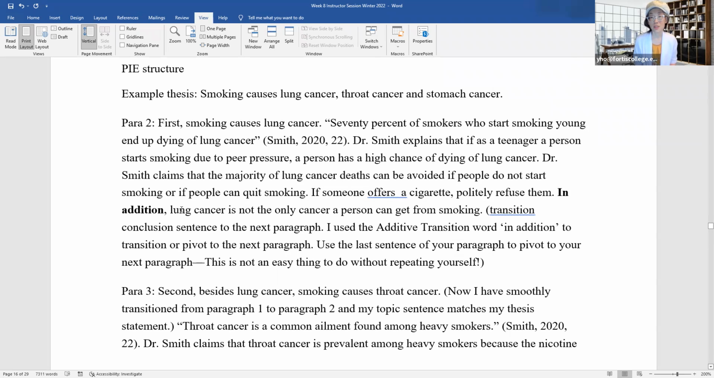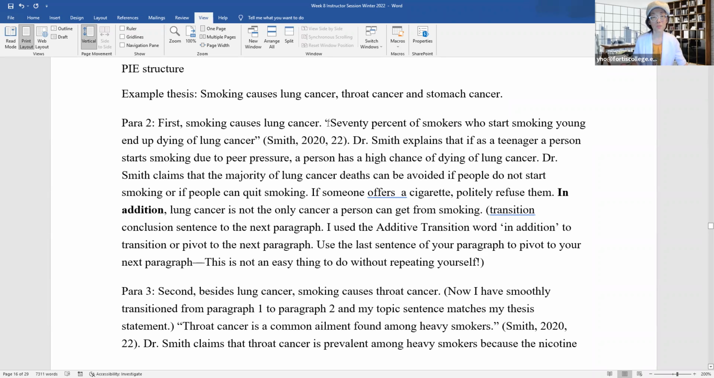First, smoking causes lung cancer. So the thesis statement is: smoking causes lung cancer, throat cancer, and stomach cancer. So that's going to be your thesis. The topic sentence is the main point. It's the first sentence taken from your thesis statement. That's your topic sentence. Then you have I for in-text citation. So you have your one in-text citation.